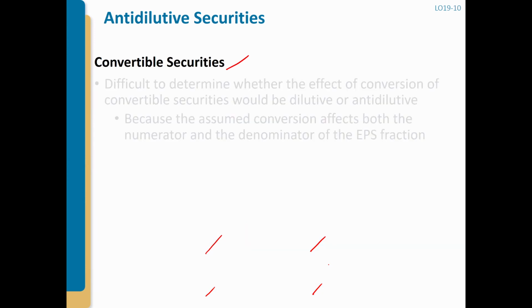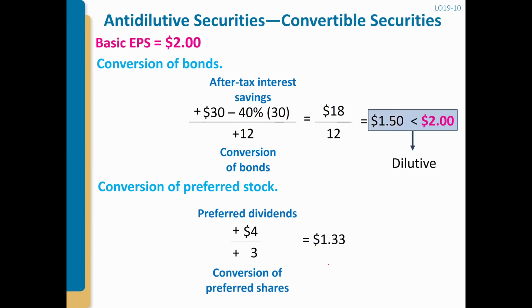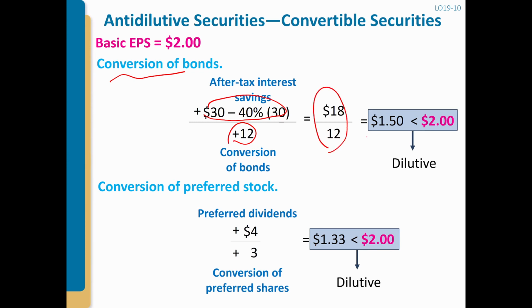Let me see, I have the example here. This is from the previous example. This is the convertible bonds. On the top you add this part, on the bottom you add this part. Then this divided by this, you got $1.50. Remember, the basic earnings per share is $2. Since $1.50 is less than $2, this is good. This is dilutive. When you add this part onto the bottom, your total diluted earnings per share will be less than the basic. So we say this is the good one.